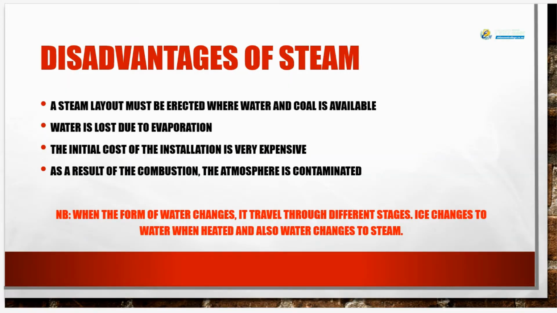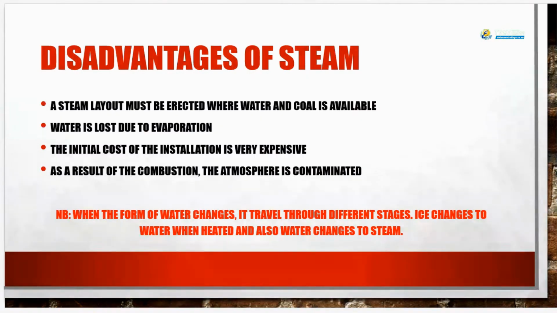As a result of the combustion, the atmosphere is contaminated. We are burning coal, which is fuel. When we burn that fuel, the fuel produces certain elements. The combustion of those elements, they travel to the atmosphere, which in turn damages our atmosphere. So these are the disadvantages of steam. I hope you are paying attention to those.